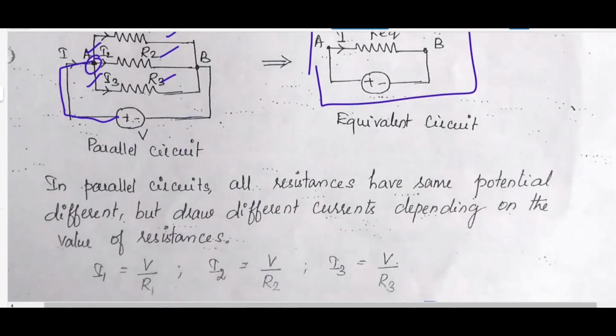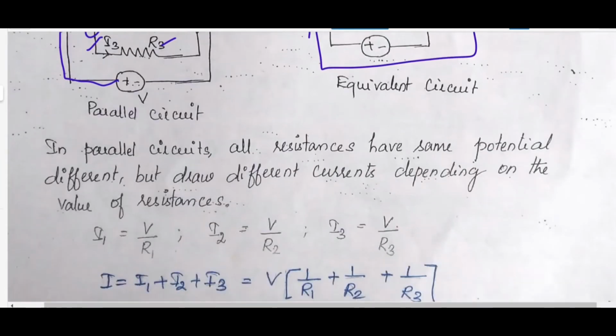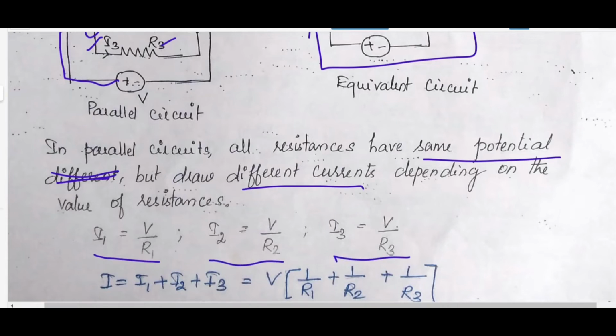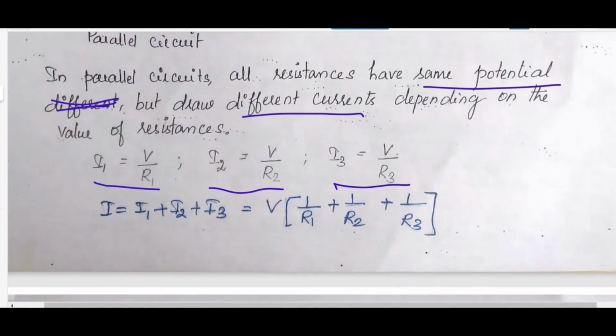So in a parallel circuit, all the resistances have the same potential but draw different currents, depending on the value of the resistors. So according to Ohm's law, we can write I1 equal to V by R1, I2 equal to V by R2, and I3 equal to V by R3. If the total current is I, then I is equal to I1 plus I2 plus I3.